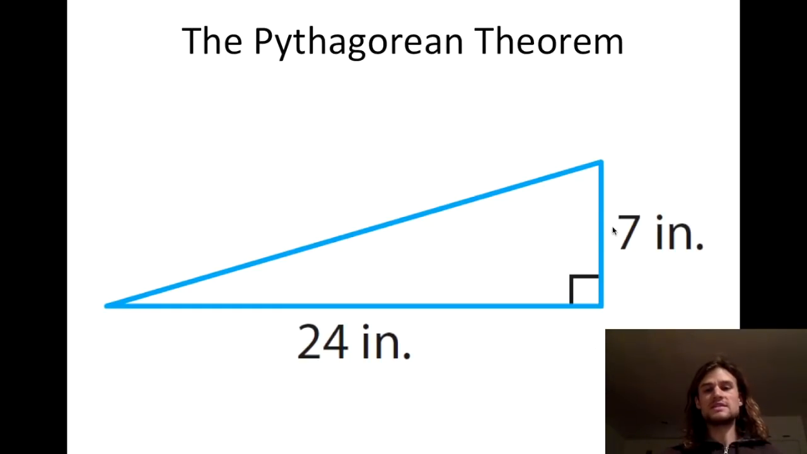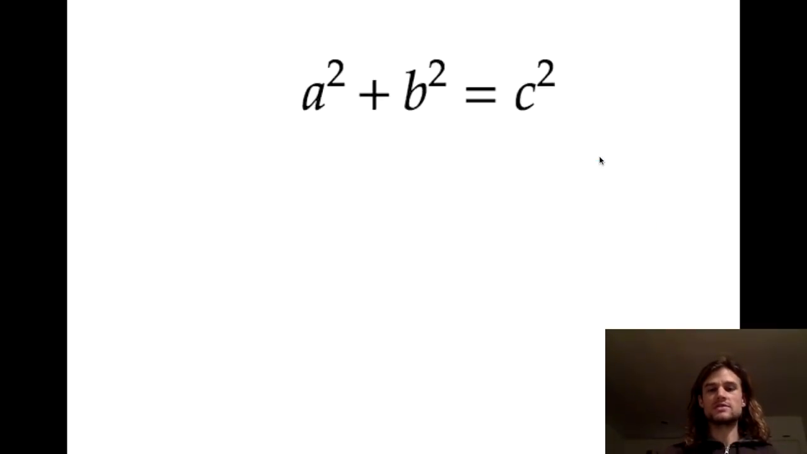So here we go. This is A right here, 7 inches. This is B right here, 24 inches. We're looking for this length right here, C, the hypotenuse, which we don't know yet. Okay, so let's get into it.